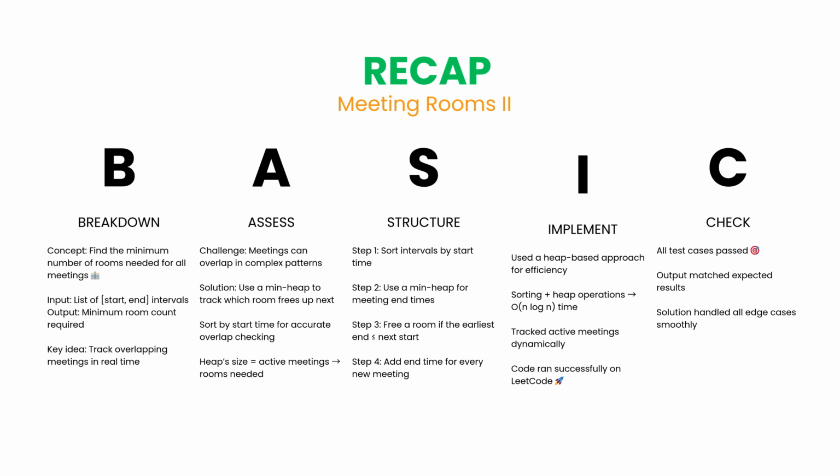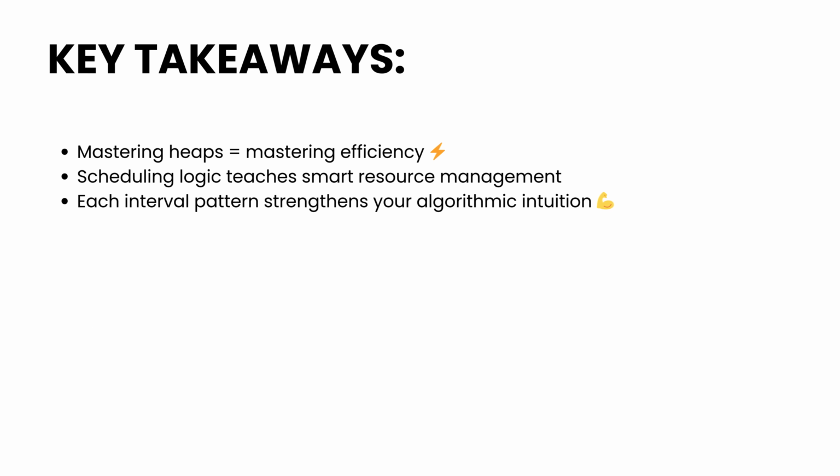For example, 0, 30, 5, 10, 15, 20 needed 2 rooms, while 7, 10, 2, 4 only needed 1. Even edge cases like no meetings or fully overlapping schedules produce the correct results. Closing insight. The key takeaway? When dealing with overlapping intervals, sorting plus a min heap is a powerful combination. It's not just about detecting overlaps, it's about managing them efficiently, one meeting at a time.